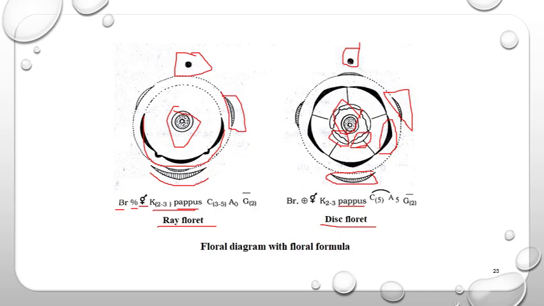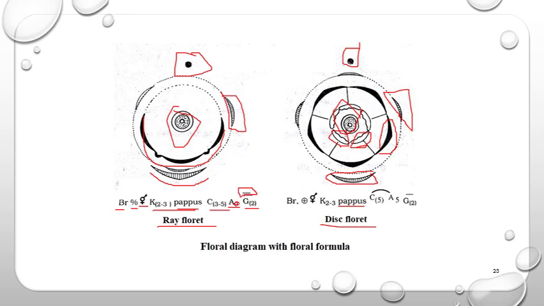Then we have corolla that are 3 to 5 in number. Androecium is absent, due to which we have a 0 on the lateral side, that indicates the androecium is absent. Then we have gynoecium. Gynoecium is bicarpellary, 2 carpels, and they are fused together. The bracket indicates the fusion of these 2 carpels, and above this G, here we have a line. This indicates the ovary is inferior.